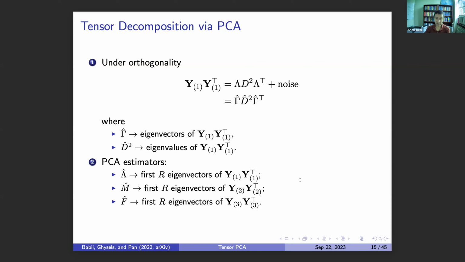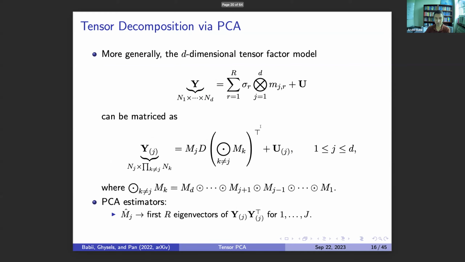And then if you assume that factors and loadings are orthogonal, we can write the sample covariance matrix as loadings times the diagonal matrix with scale components times loadings transpose plus some noise. And so this tells us that we can identify loadings corresponding to the first dimension by looking at the eigendecomposition of the sample covariance matrix that we get from the matricization in the first dimension. So in this way, we get three PCA estimators. And the complete procedure will be described later.